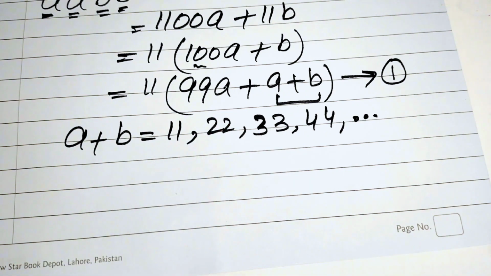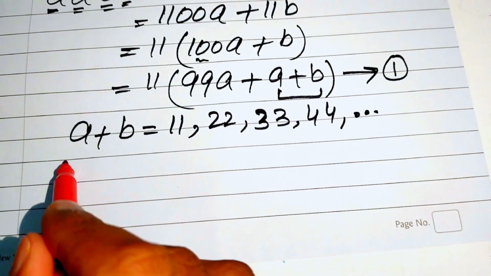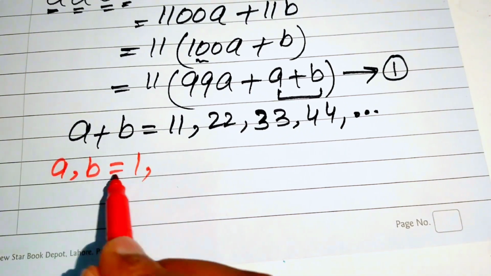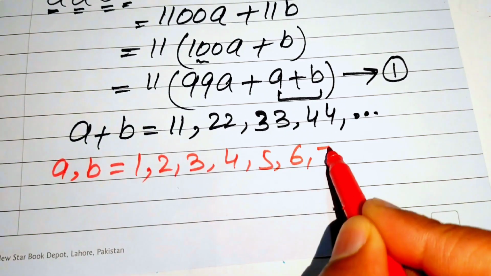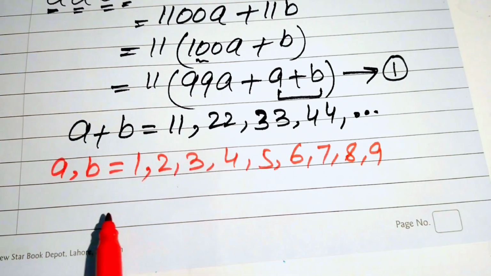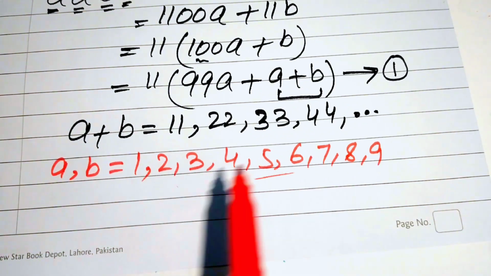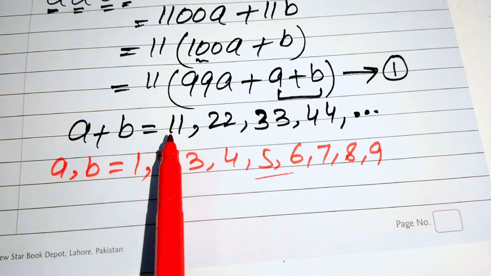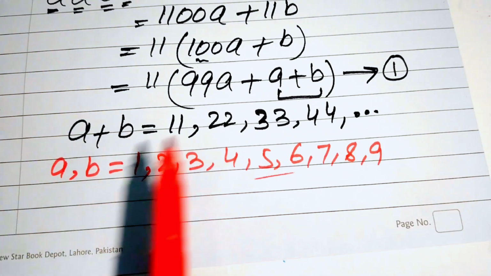It means that our A and B are values from the first 9 integers, so A and B must be 1, 2, 3, 4, 5, 6, 7, 8 and 9. So A and B are any numbers between 1 and 9, and we add these numbers, so that the sum of two numbers equals a multiple of 11. We find any two numbers whose sum becomes a multiple of 11.